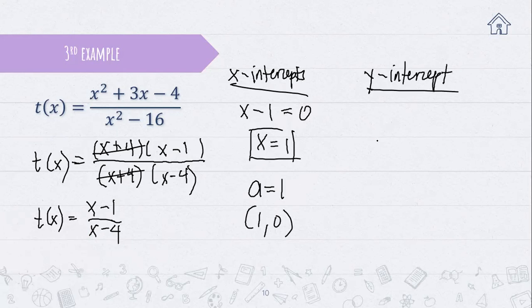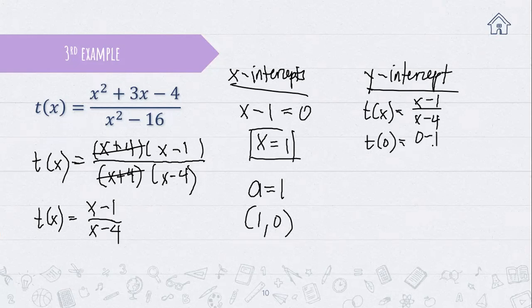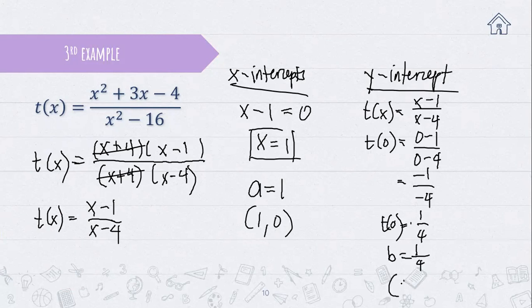Okay. So, y-intercept, kunin natin yung buong function, t of x is equal to x minus 1 all over x minus 4. Substitute natin ang 0 sa mga x's. So, 0 minus 1 all over 0 minus 4. Tanggalin lahat ng 0. -1 over -4. So, we have 1/4 for our t of 0, which means our b is 1/4. And our graph will meet the y-axis at 0, 1/4.